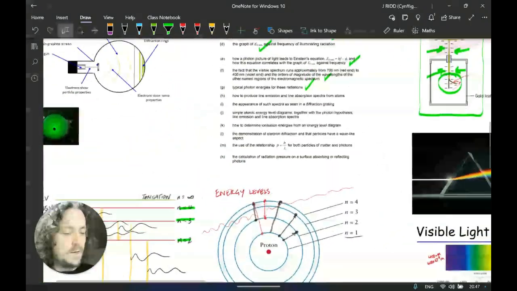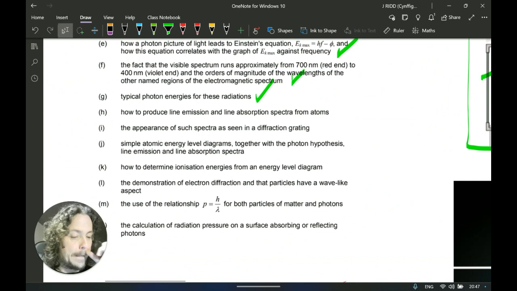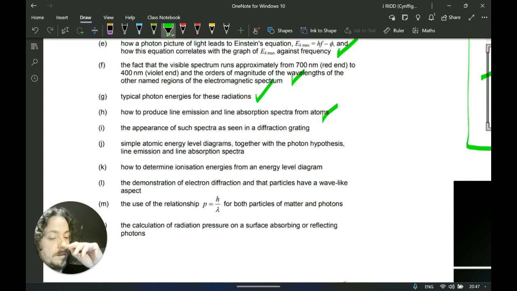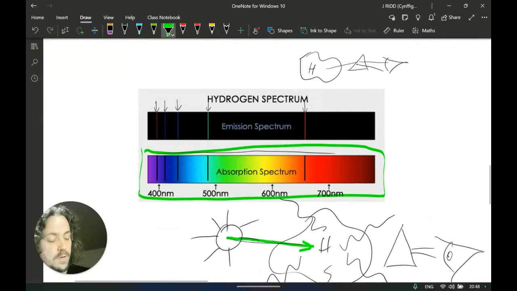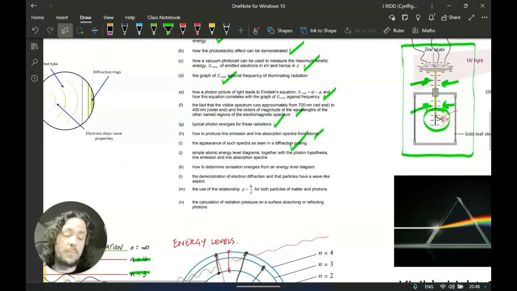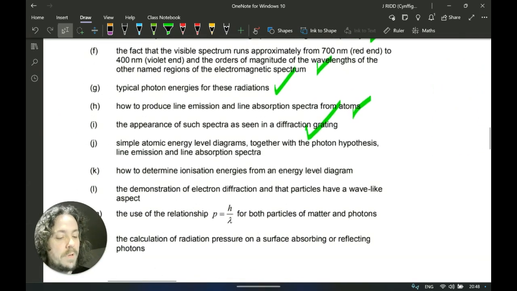So, let's go back here then. How to produce line emission and absorption spectrum atoms. Job done. The appearance of such spectra as seen in a diffraction grating. All that is this image here. So use a diffraction grating to split the colours up and to be able to view the spectrum.